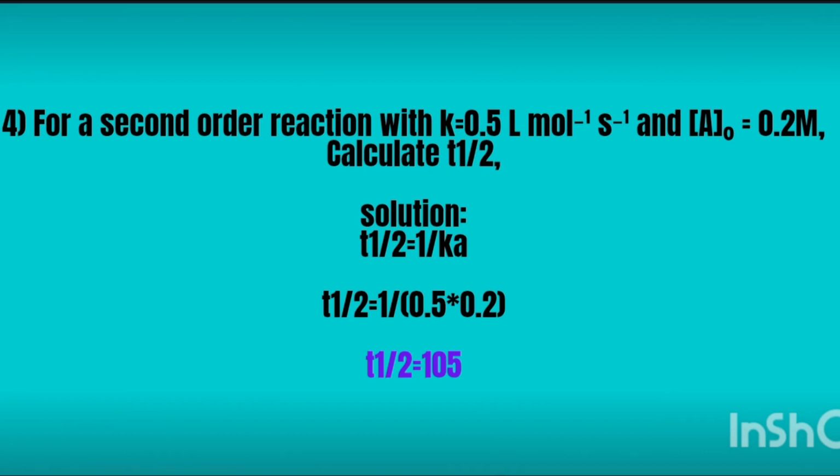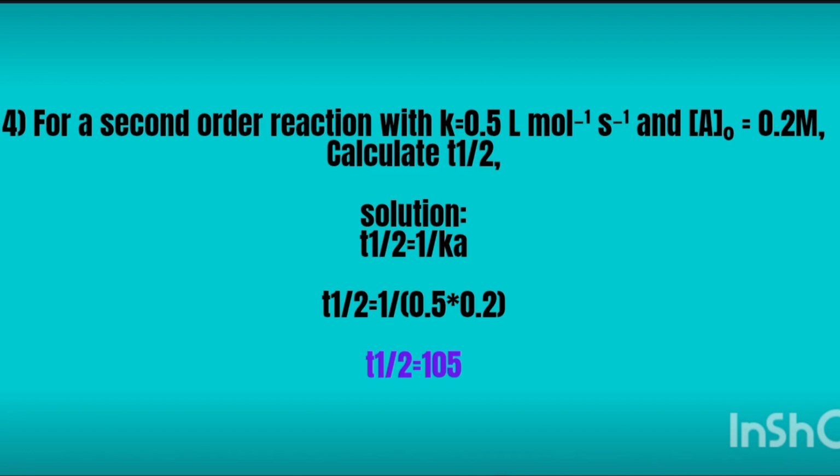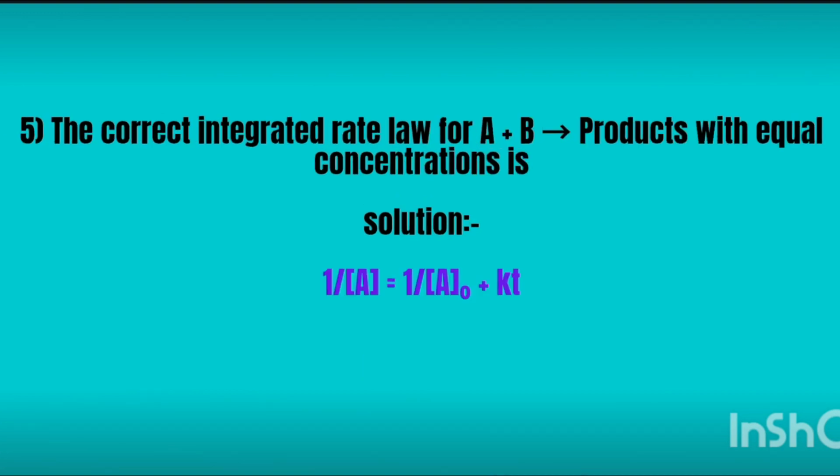For the second order reaction with k is equal to 0.5 liter per mole per second and A naught is equal to 0.2 molar, calculate t half. See, for second order reaction, half life t half is equal to 1 divided by Ka. t half is equal to 1 divided by 0.5 into 0.2. So t half is equal to 10 seconds. So we'll move to next question.